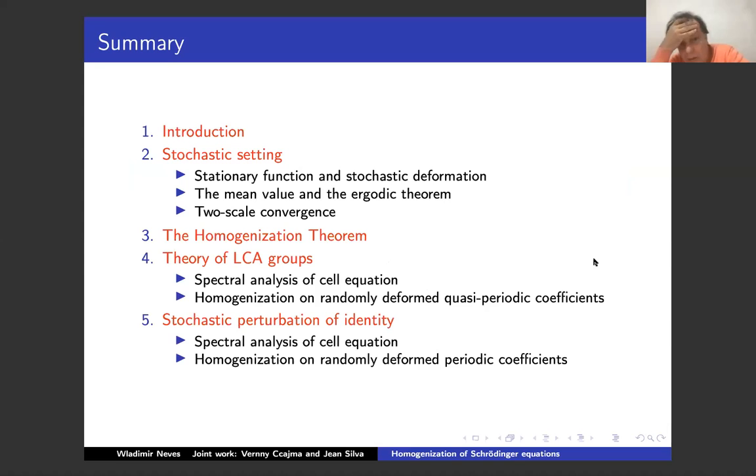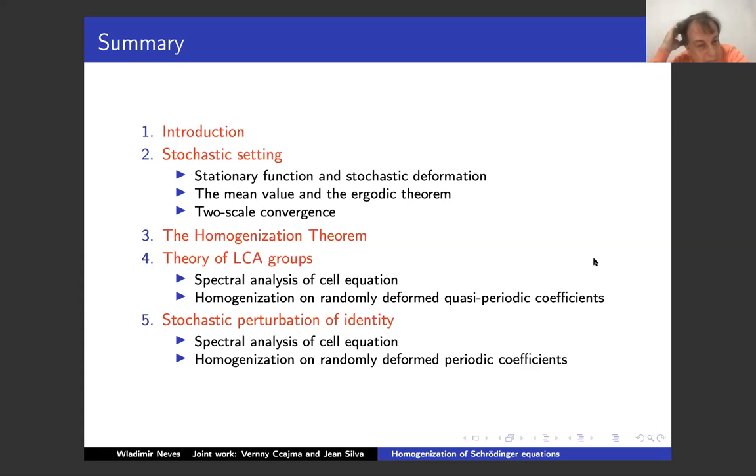So I should say that homogenization is really a nice area in mathematics, really related to material science. In fact, there are a lot of really good, nice open problems. And in particular, we are going to talk about this for Schrödinger equations. We are going to give some brief introduction. Then we are going to talk about the stochastic setting. Then we are going to talk about the main theorem, the homogenization theorem.